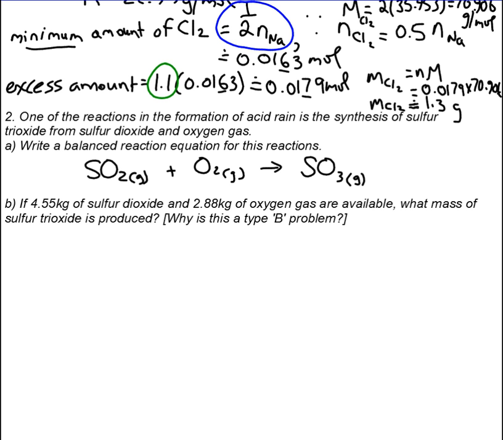Balancing that, we have, let's try 2 here and 2 here. See how that works. It gives us 2 sulfurs, 6 oxygens on both sides. Okay, so we have a 2:1 to 2 ratio. Now, this is a type B problem because we don't know which mass is excess and which one is limiting. So what we have to determine is, okay, the mole ratio between sulfur dioxide and oxygen is 2:1. We have to figure out if what's available exceeds a 2:1 ratio or is less than a 2:1 ratio.